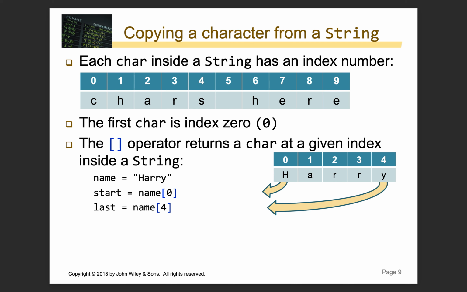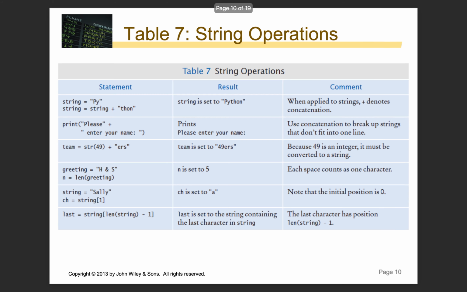The square bracket operators will return the character at any given index. So let's say the character string is Harry. If we called name with the position 0, that's going to return the H. And if we called name on position 4, it's going to return the character in index position 4, which is the letter Y. So your string is made up of a series of characters, and the characters are indexed from 0 onwards.